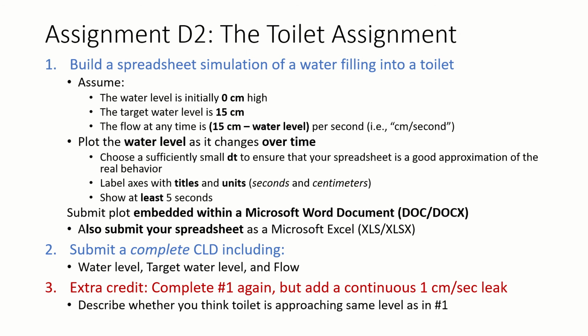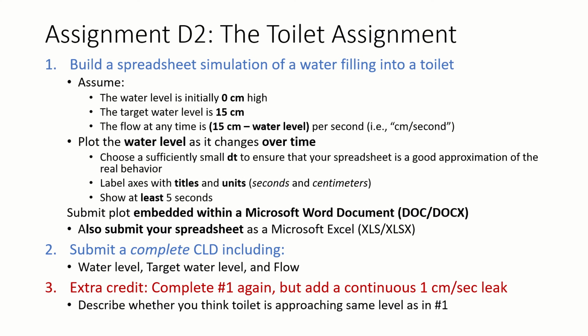So you're going to simulate this using an Excel spreadsheet. You're going to plot the water level as it changes over time, and that's going to require you to choose a sufficiently small dt to be a good approximation. Make sure you label things with titles and units like seconds and centimeters, and then again show at least 5 seconds worth of data from this simulation. Submit it within a Word document, also submit your spreadsheet, and then show me a causal loop diagram showing this. And as a hint, it should be a balancing feedback loop. It should be a relatively simple loop, similar to the other balancing feedback loops we showed, plus single loop.